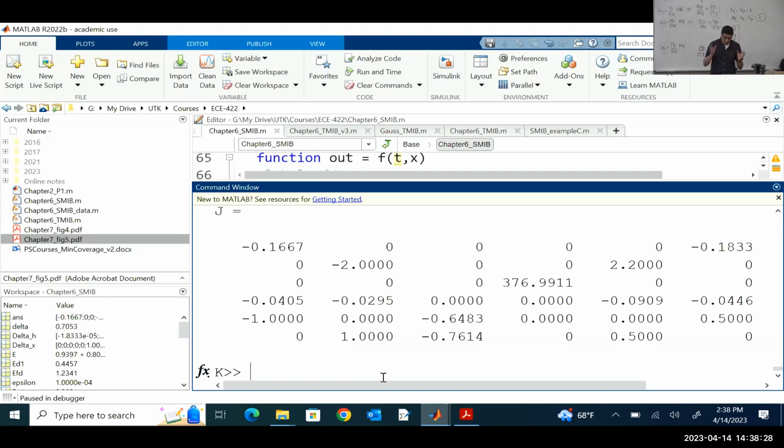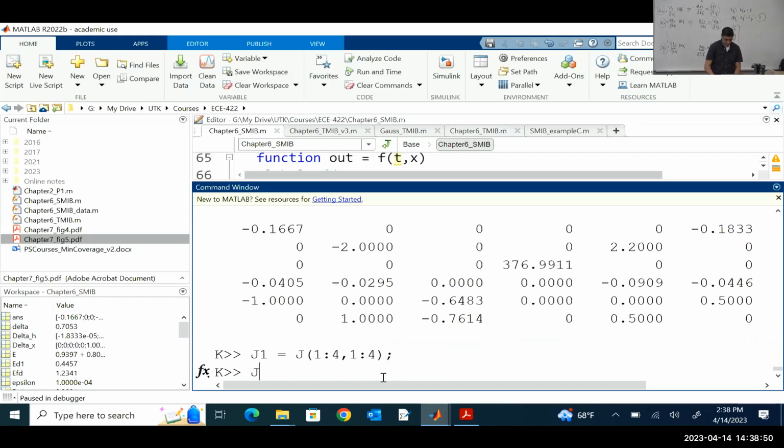Because this is the full Jacobian. You have all the differential equation and algebraic equation together. So we need to do the partition. So I'm going to call J1 the first submatrix that we have. So that's for the first 4 rows and 4 columns. This is a 4 by 4 matrix. That's the first one. Then we have J2, 4 rows, and the last 2 columns.